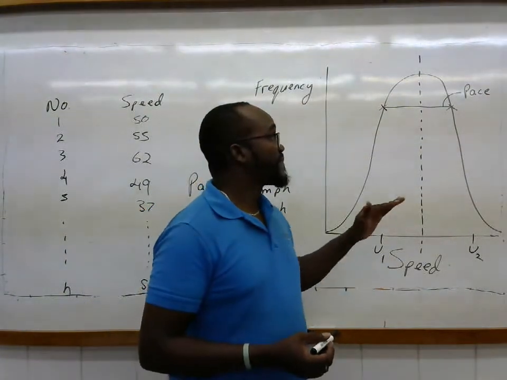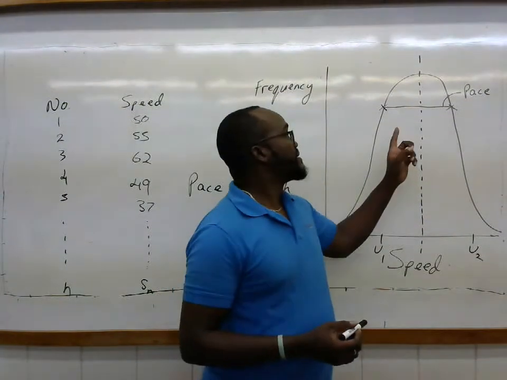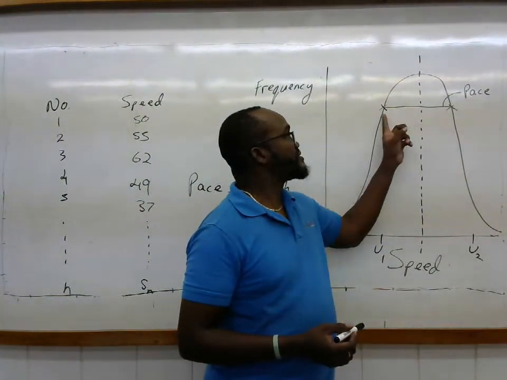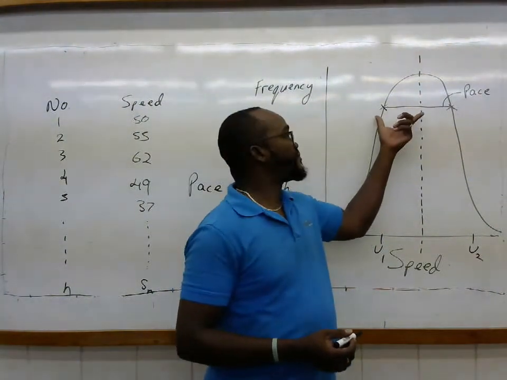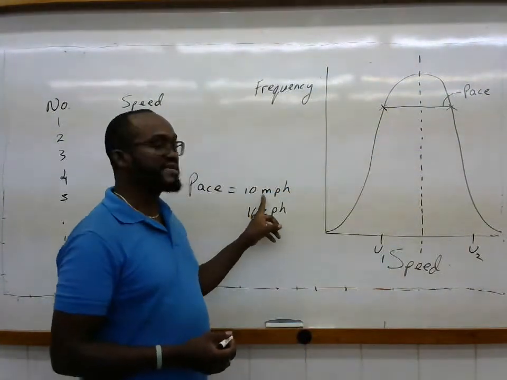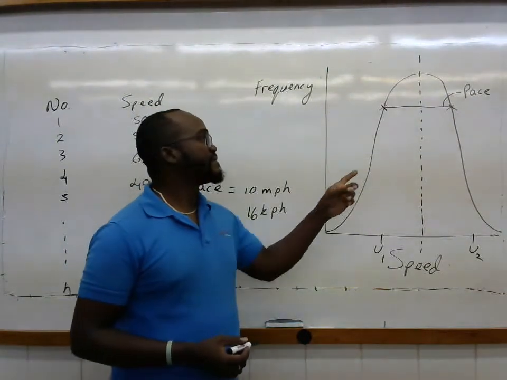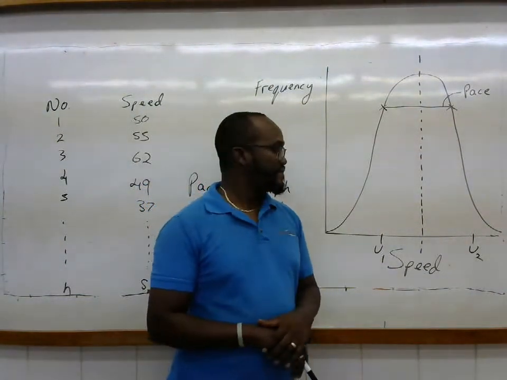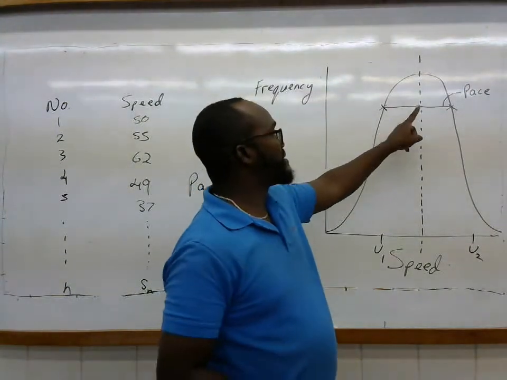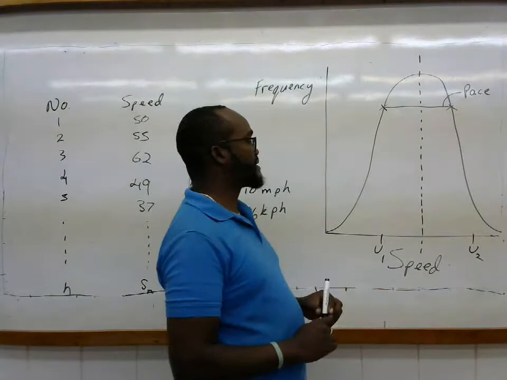So, independent of the actual speed to a point, it is assumed that once you have a majority of vehicles operating within a fairly narrow band, this band being 10 miles per hour, or in our case 16 kilometers per hour, then the roadway is safer. Okay, so this is another statistic you will be required to report on for the coursework.